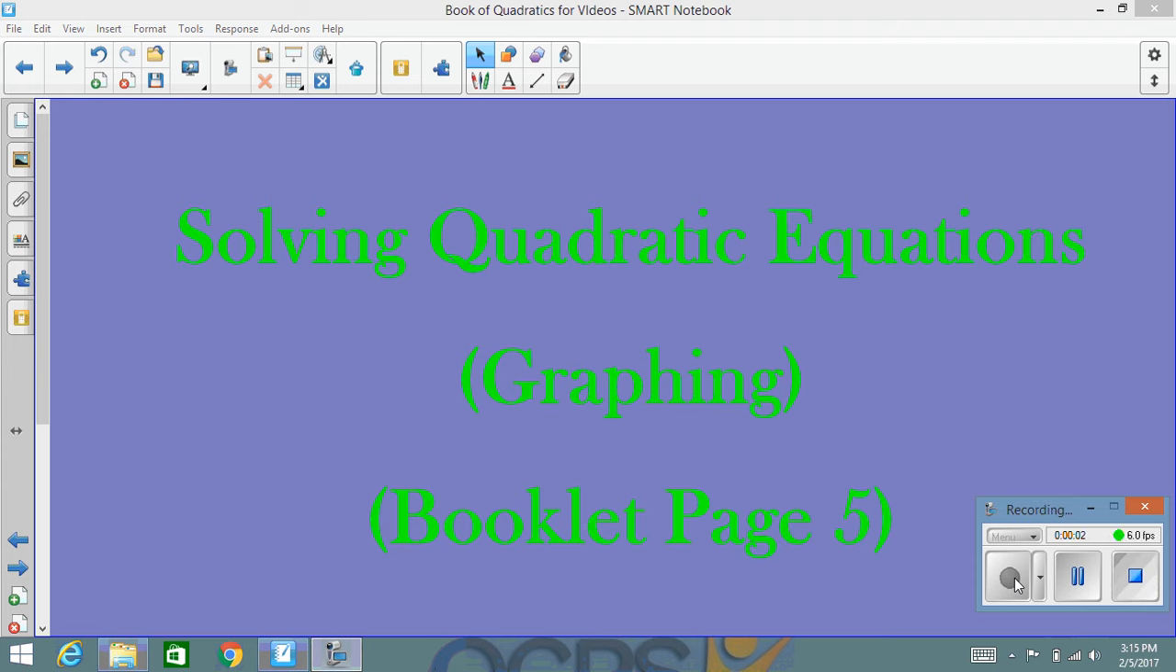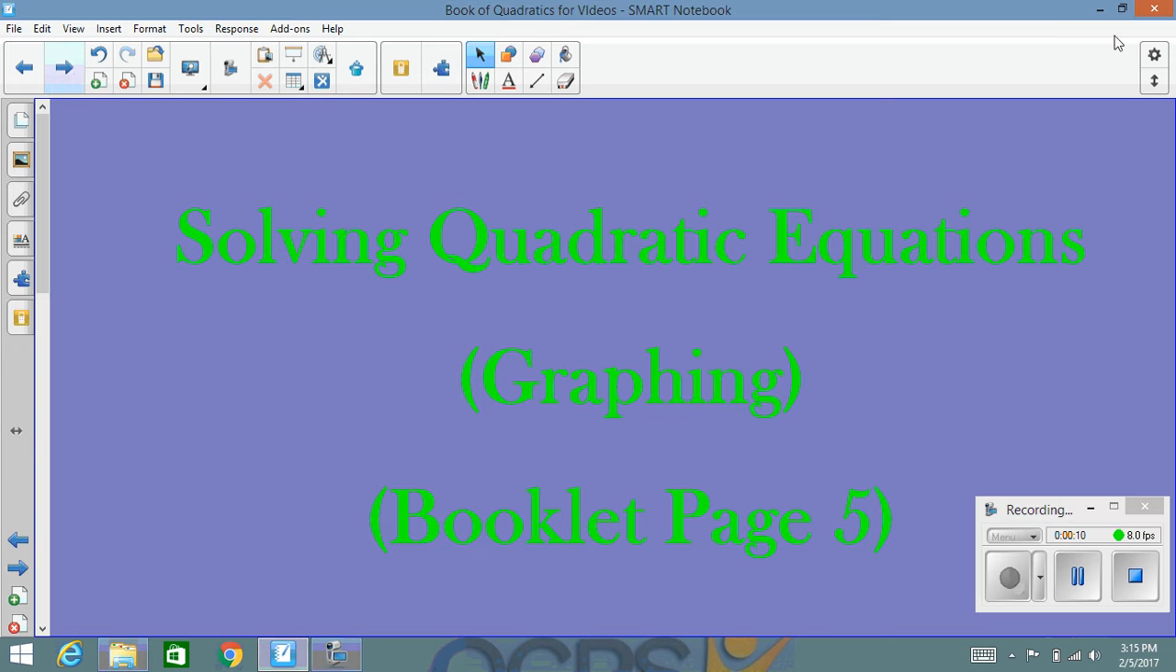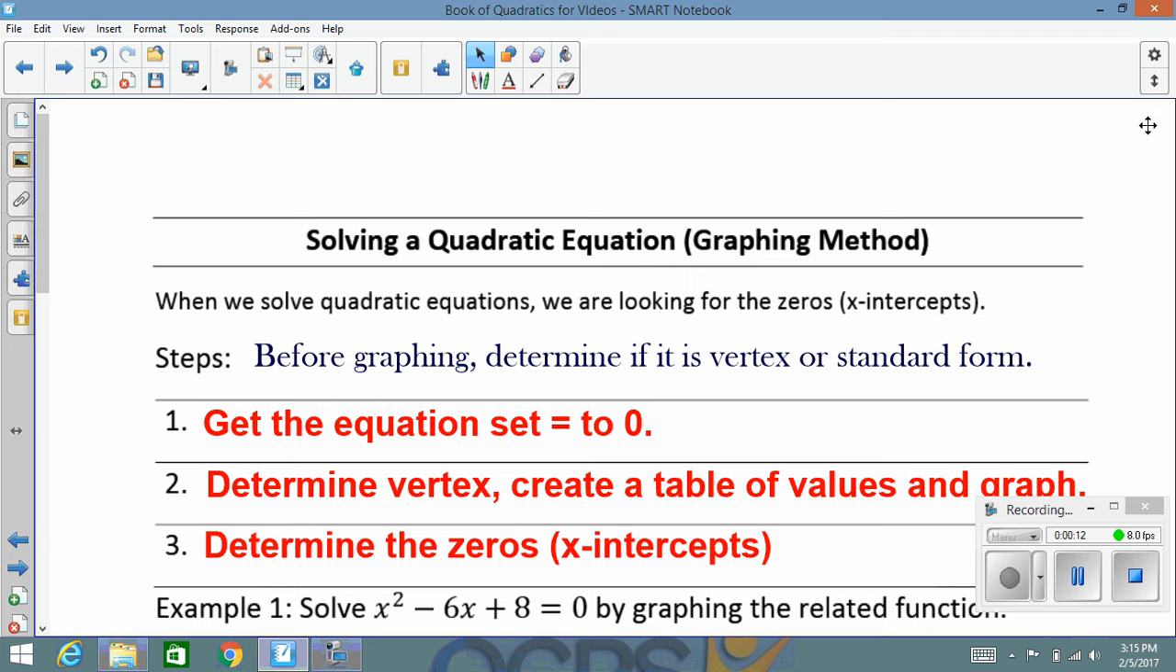In this video, we are going to look at our first method for solving quadratic equations, and that is by graphing. You are going to take your notes in your booklet on page 5. So let's start by talking about what we are actually looking for when we graph, and that is the zeros. We've defined this before. It's actually the x-coordinate of the x-intercepts.